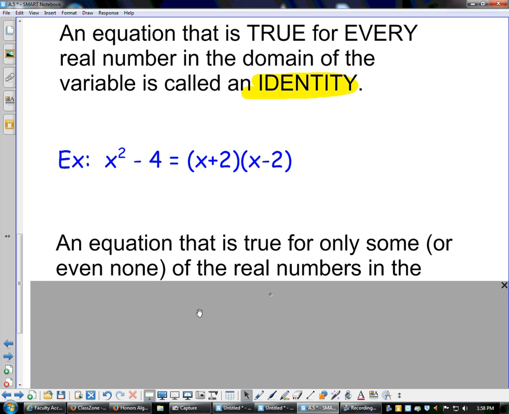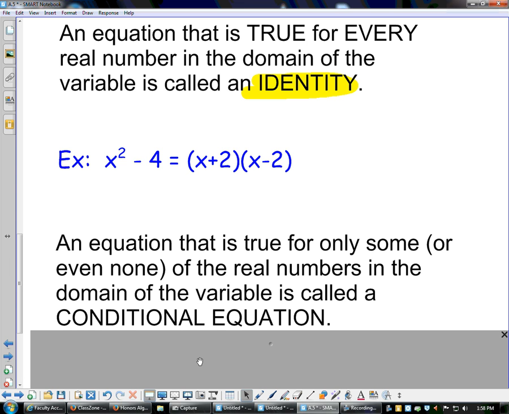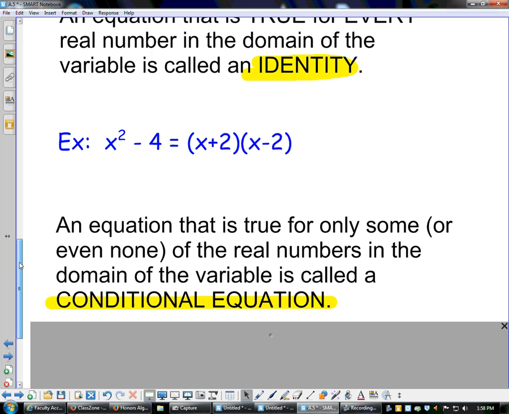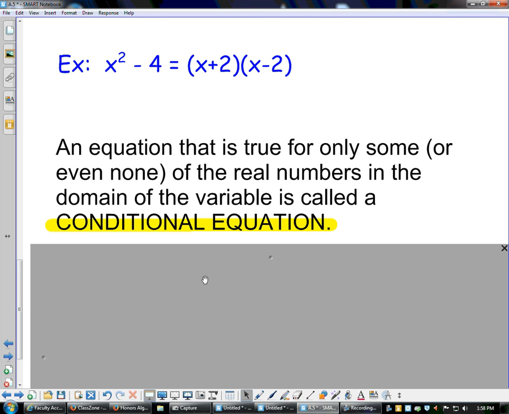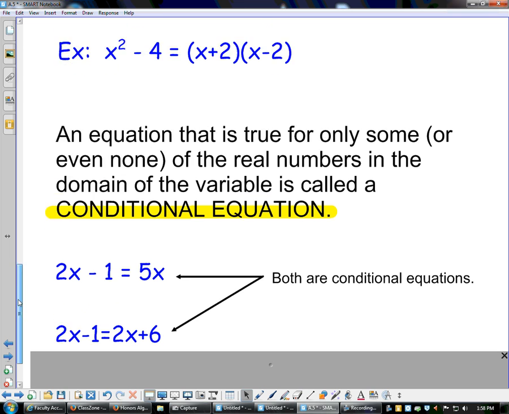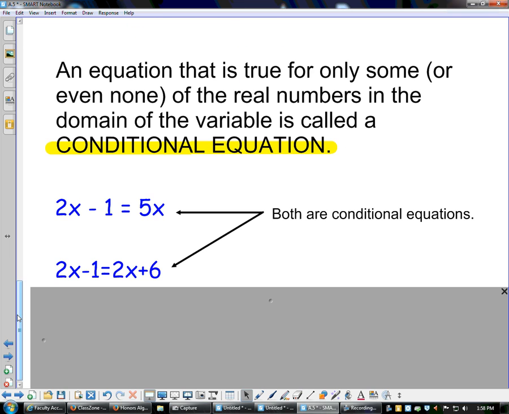What about an equation that is not true for every single number that you plug in, but it's only true for some numbers that you might plug in, or maybe even not true for any of the numbers that you might plug in? Well, that means it's going to be called a conditional equation. So an equation that is true for only some or even none of the real numbers in the domain of the variable is called a conditional equation. Here are some examples of conditional equations: 2x minus 1 equaling 5x, and 2x minus 1 equaling 2x plus 6.